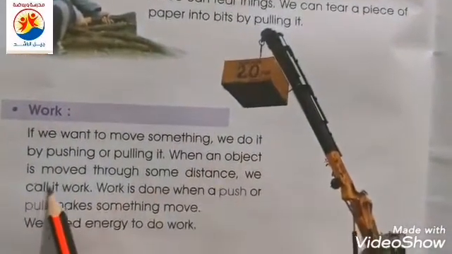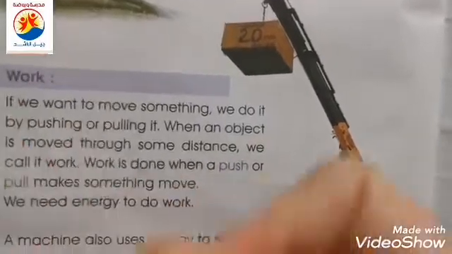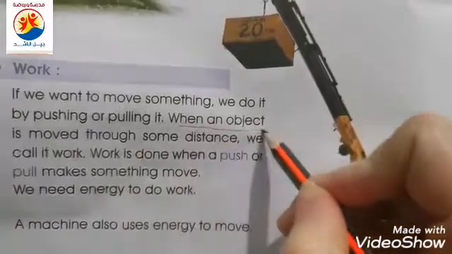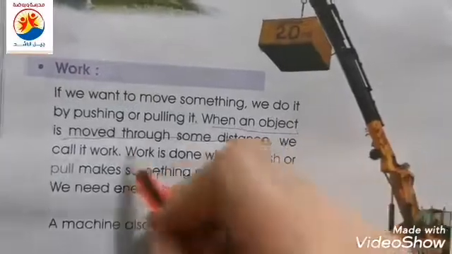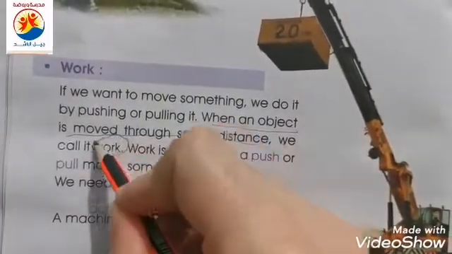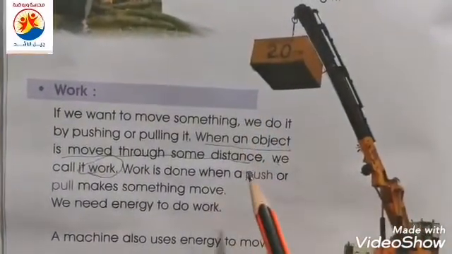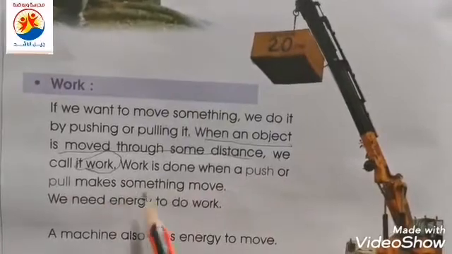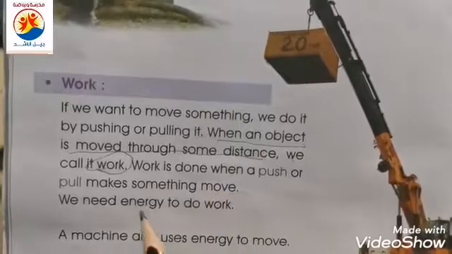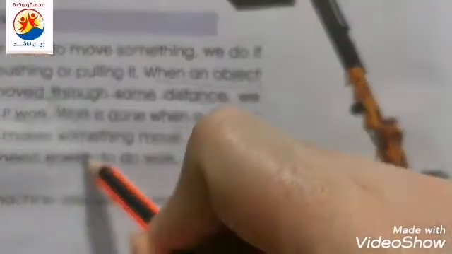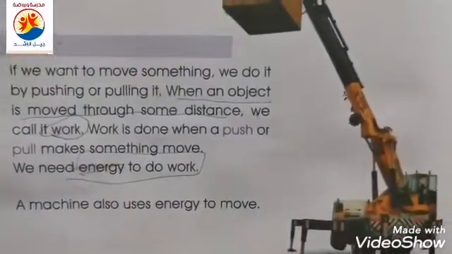When an object is moved through some distance, we call it work. You have to memorize this. Work is done when a push or pull makes something move. We need energy to do work. So we need what to do work? This is important. We need energy to do work.